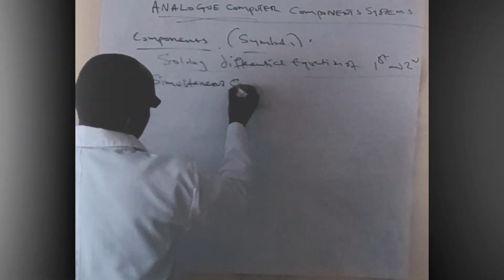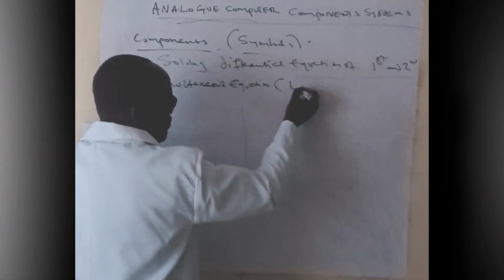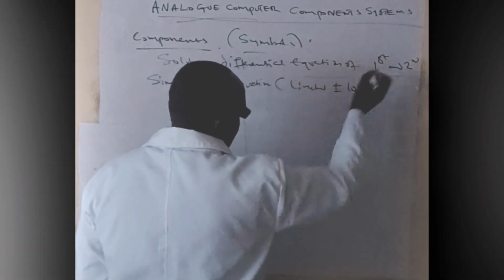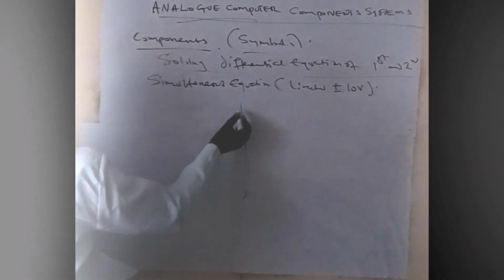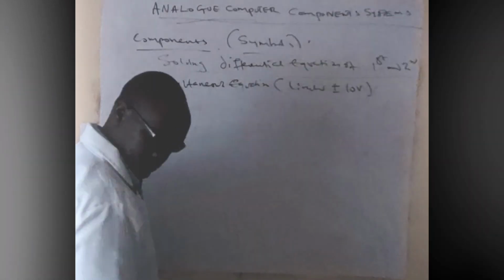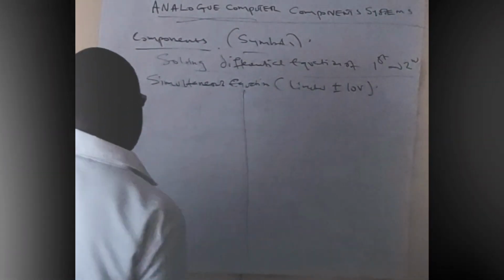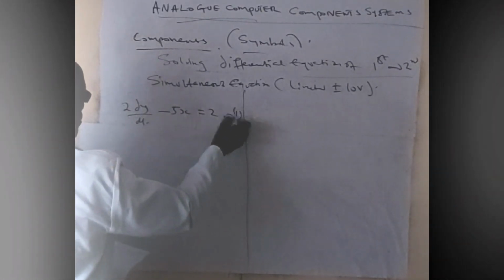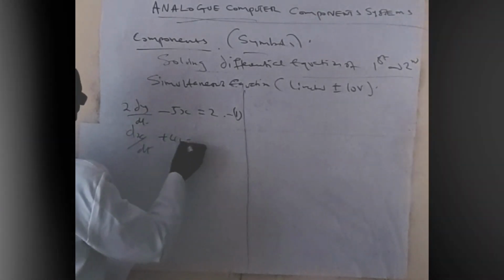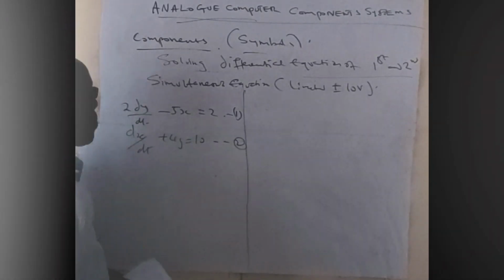And our limited voltage is this. So we can be given dy/dt minus 5x equals 2. That one is called equation 1. Equation 2 is dx/dt plus 4y equals 10. That one gives equation 2. This is a simultaneous equation. That's what we are doing. You take this to the other side.